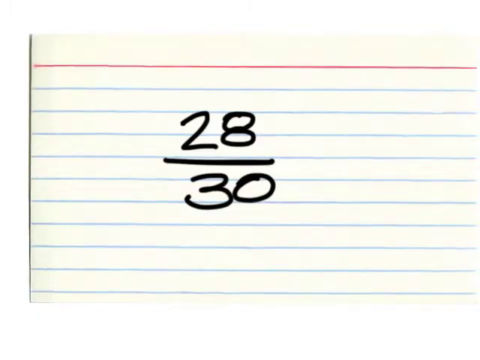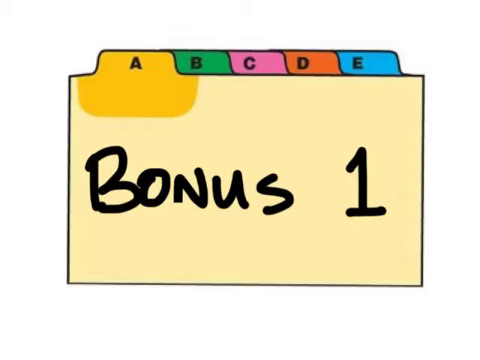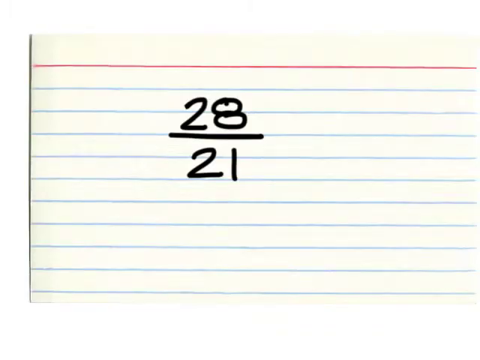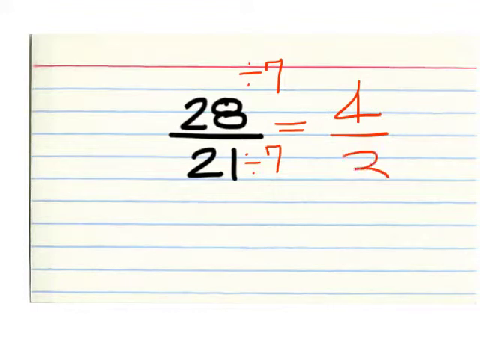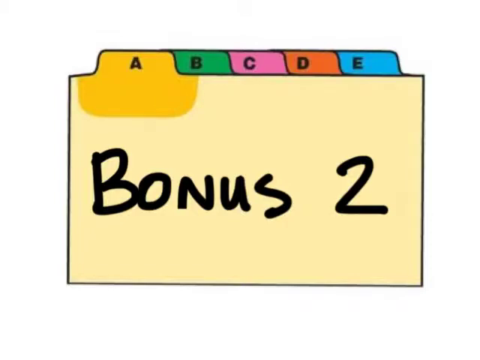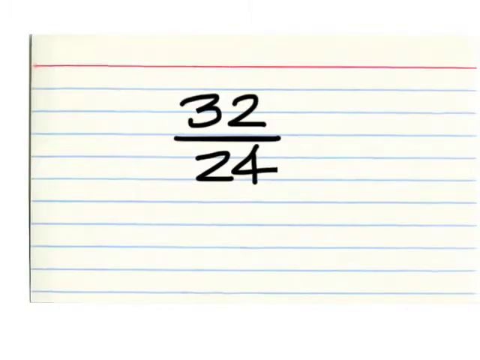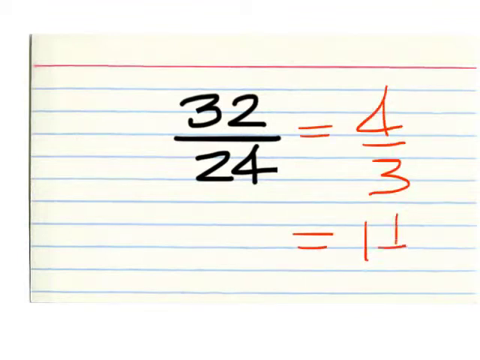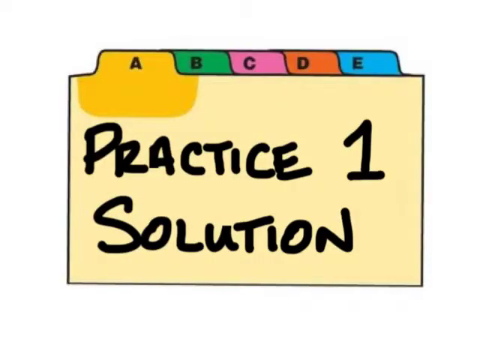Practice number 1. Reduce 28 over 30 and drop it off. Bonus number 1. 28 over 21 reduced. For the bonus problem, they are both divisible by 7. And if you divide by 7, you end up with a 4 on top, 3 on the bottom, and it could also be 1 1/3. Here's another bonus. 32 over 24. Answer to the bonus should be 4 over 3, or it could be 1 1/3.